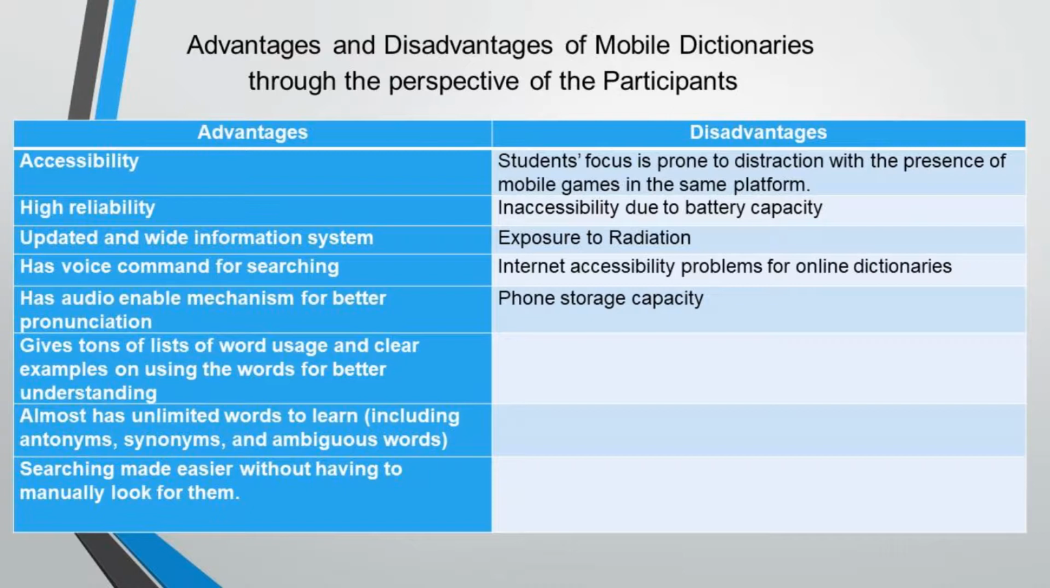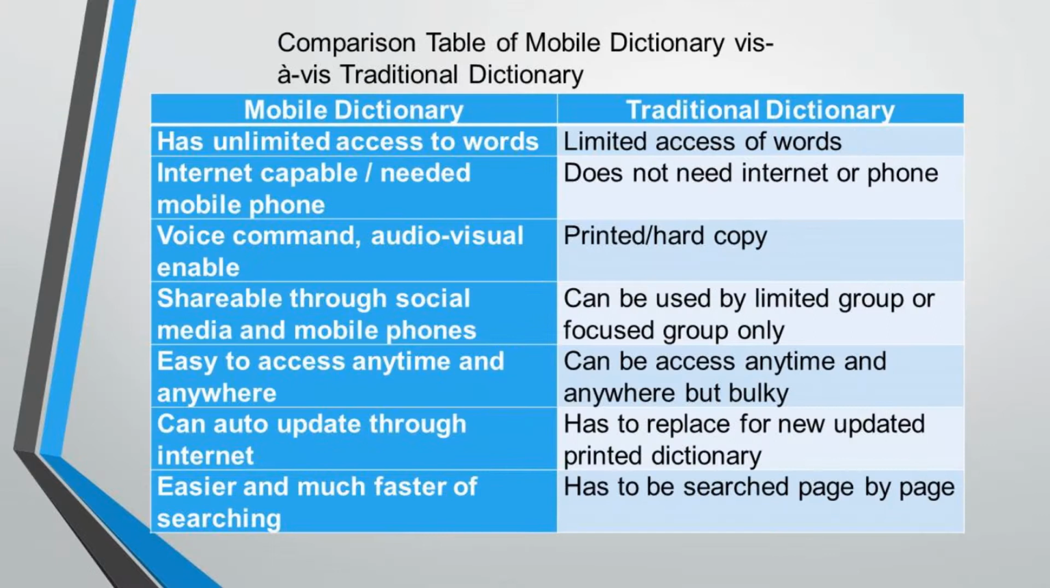So, in table number 6, comparison table of mobile dictionary versus traditional dictionary. So, mobile dictionary has unlimited access to words, internet capable needed, mobile phone, voice command, audio-visual enabled, shareable through social media and mobile phones, and easy to access anytime and anywhere. So, can auto-update through internet, easier and much faster for searching.